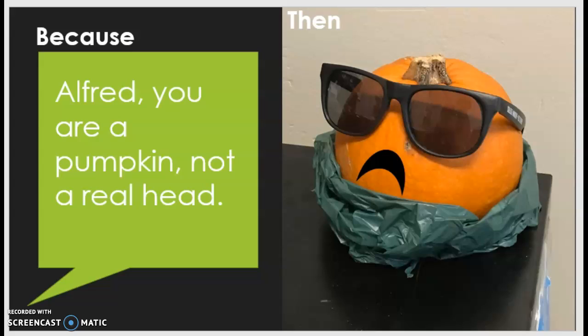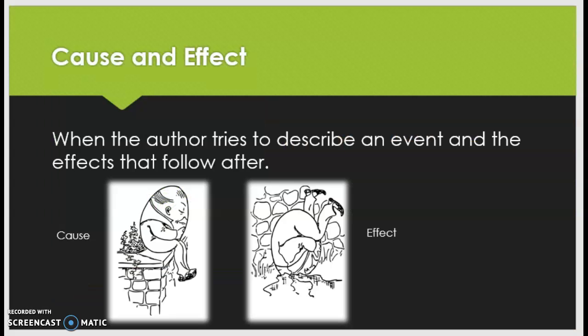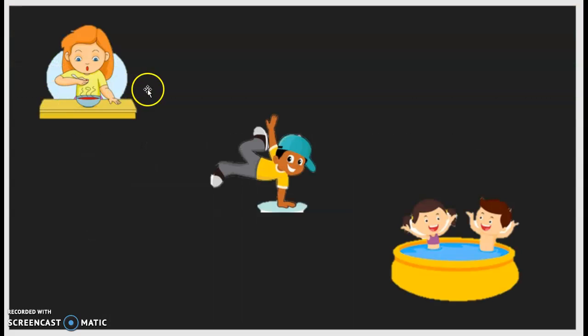Can you guess what's the second type of way an author can organize a text? It's cause and effect. So cause and effect is when the author explains what happened and why it happened. So because Humpty Dumpty sat on the wall, he had a great fall. Because the little girl's soup was hot, she blew on it. Because the boy was having a great day, he started dancing around. Because the kids were hot on the summer day, they went swimming. So cause and effect tells you the event that happened and why it happened.